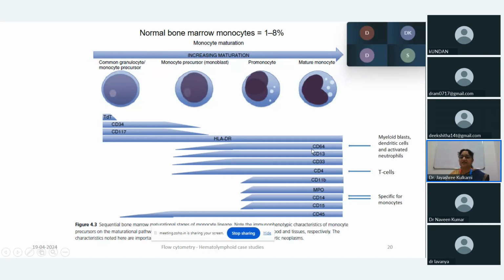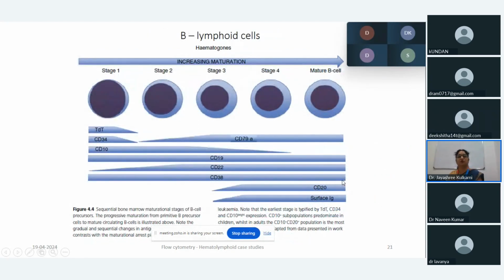Now CD64, as we have seen in our earlier chart, can also be present in myeloid blasts, dendritic cells, and activated neutrophils. And CD4 is a T cell marker actually. But CD14 is the most specific for monocytes. Even in the WHO classification, they say 2 or more monocytic markers are required to call it a monocyte lineage. So again, these are your lineage markers. These are your immaturity markers. HLA-DR is one thing which is present throughout in the monocytes.